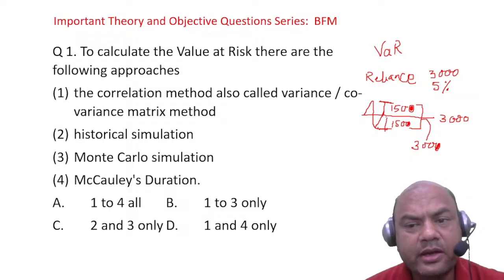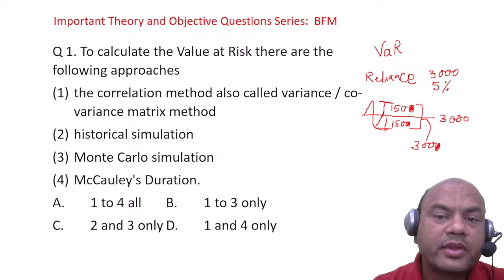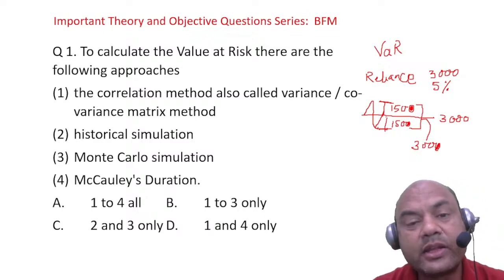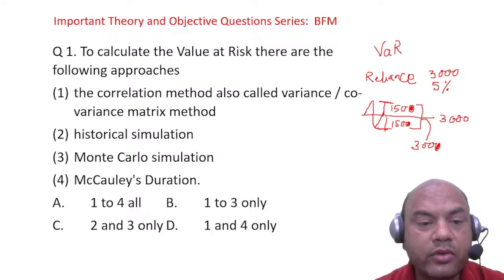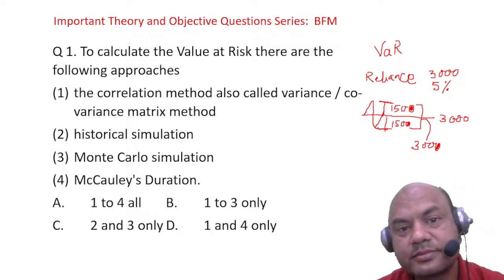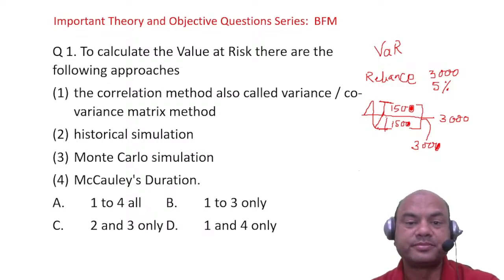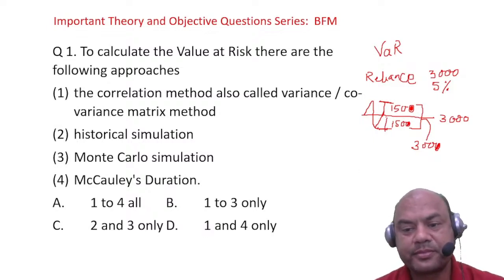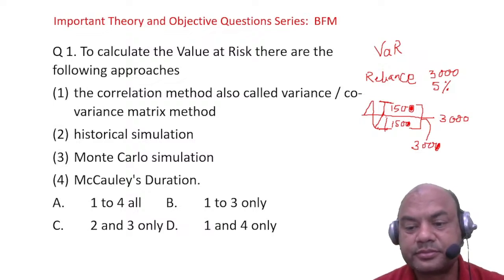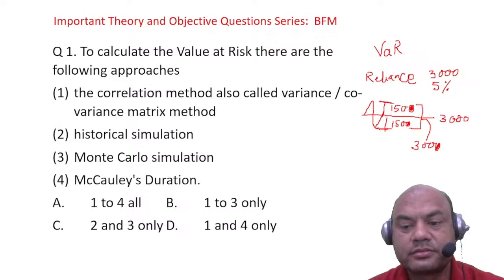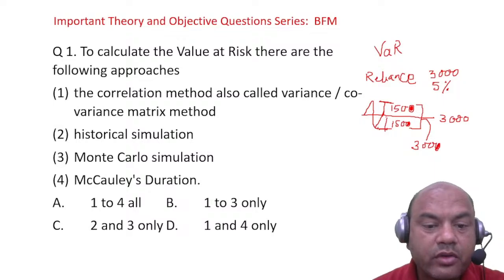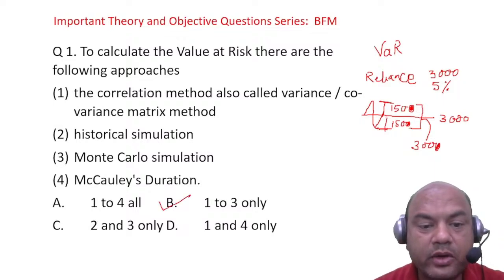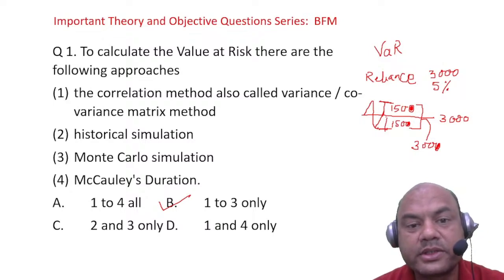Search in Google. Have you read it? Anyone has read this? How to calculate the VAR? It's there in your module B of this BFM. So how to calculate? What is the method used? It is 1 to 3 only. See here, Macaulay's duration is not used to calculate the value at risk.